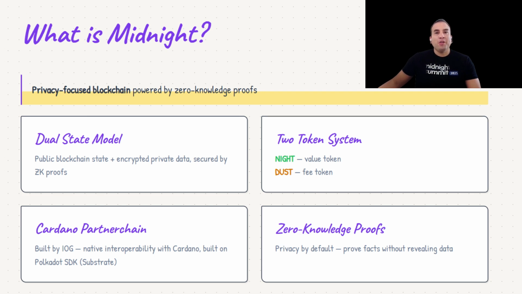Midnight is built by IOG, the same team behind Cardano, and it's officially a Cardano partnerchain. That means native interoperability with Cardano, and Cardano stake pool operators actually serve as block producers of Midnight. Now, here's an interesting technical detail. The node itself is built using the Polkadot SDK, also known as Substrate. So you've got the Cardano ecosystem and community with Polkadot's proven node framework under the hood. Best of both worlds. But for today, all of that is background. We are going to focus on the tools.